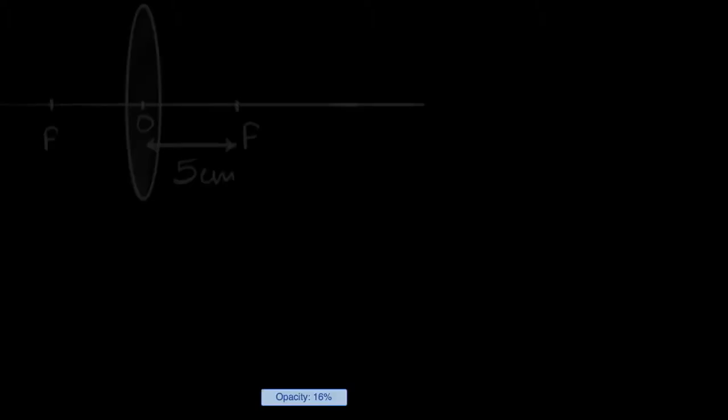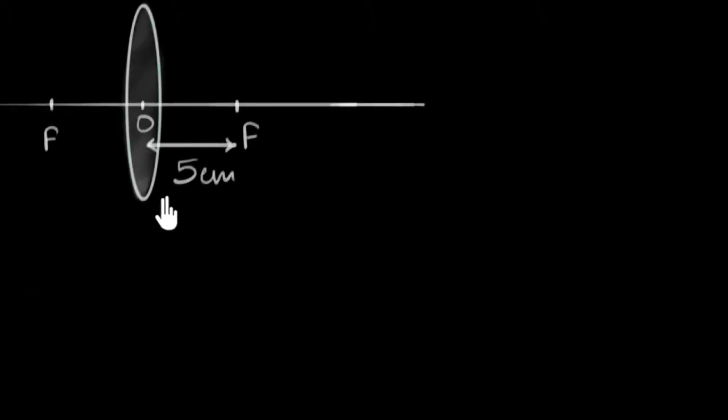Let's say we have a convex lens of focal length 5 centimeters and we keep an object 6 centimeters in front of it. How would you find where its image is going to be formed? Well, for lenses, there's only one thing we know to do. That is to draw ray diagrams.